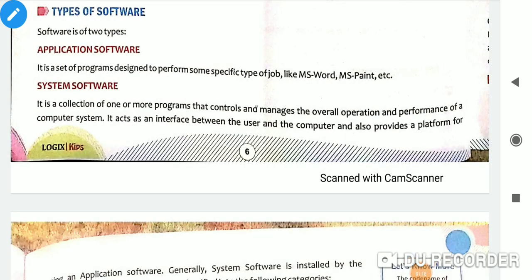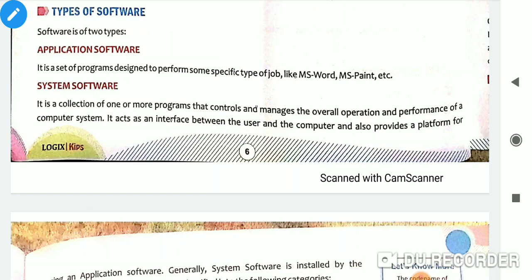Types of software. Basically there are two types of software. First is called application software and the second is system software. What is application software? Application software is the software which is used to perform some specific task. Like if you want to play a game, you need a software for that particular game.